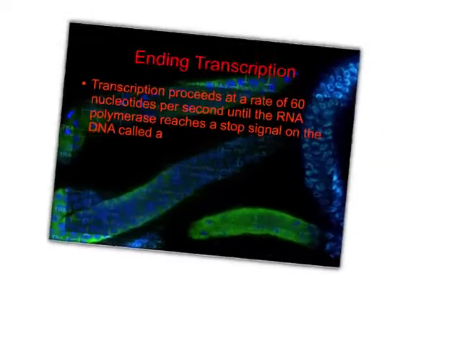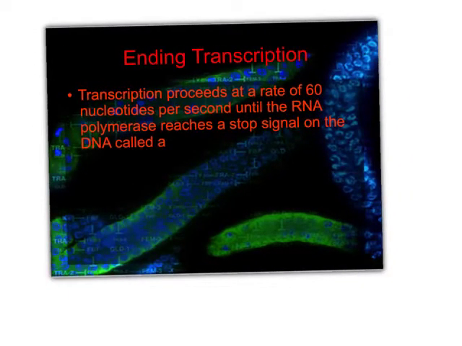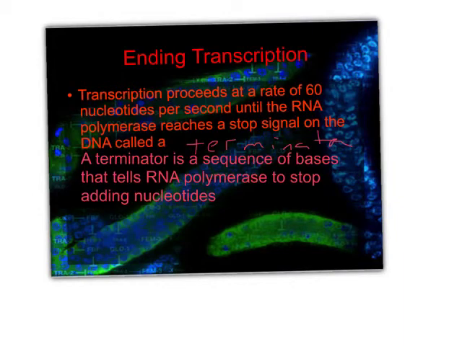So transcription is going to be happening at about 60 nucleotides per second until the RNA polymerase hits a signal that we call a stop signal on the DNA. We call that stop signal, you got it, the terminator. Okay, and once again, if you say that, you better use your best Schwarzenegger voice. The Terminator. Okay, that's the terminator. And what is a terminator? A terminator is a sequence of bases that tells the RNA polymerase to stop adding nucleotides. And then at this point, the enzyme will detach and release the RNA molecule for the next stage of gene expression.